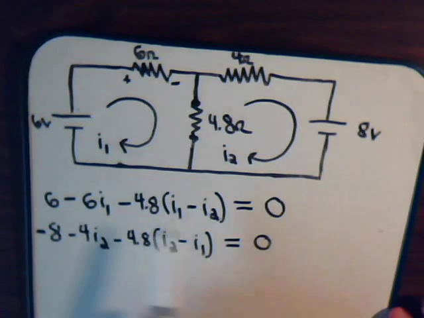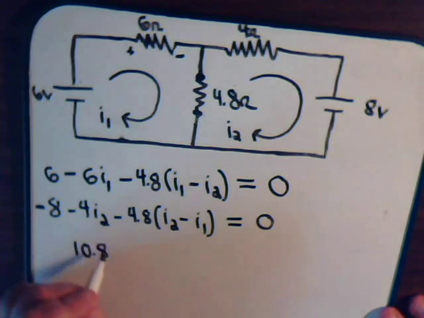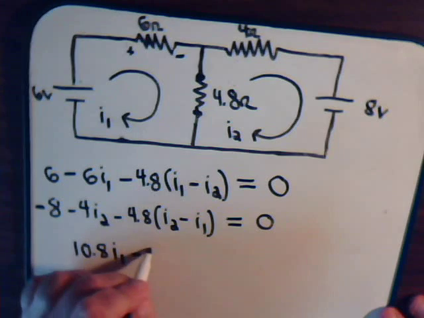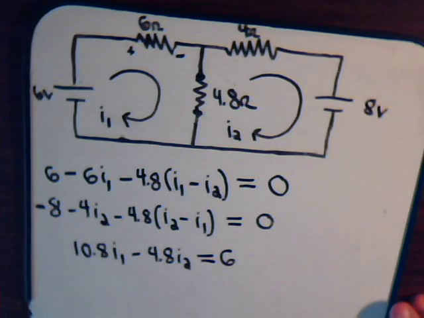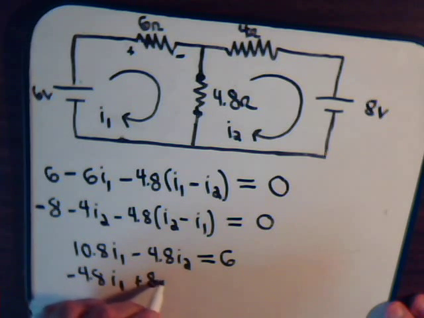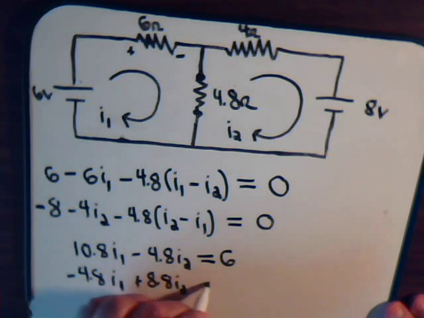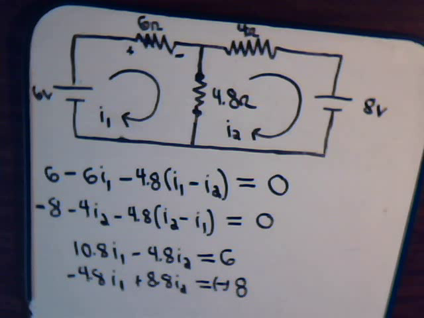And we can simplify this top equation. It's just 10.8 times I1 minus 4.8 times I2 equals 6. And then from the bottom equation we have minus 4.8 times I1, and then we have plus 8.8 times I2 equals minus 8. So we have two things to solve for, I1 and I2, and we have two equations. So it should be all set.